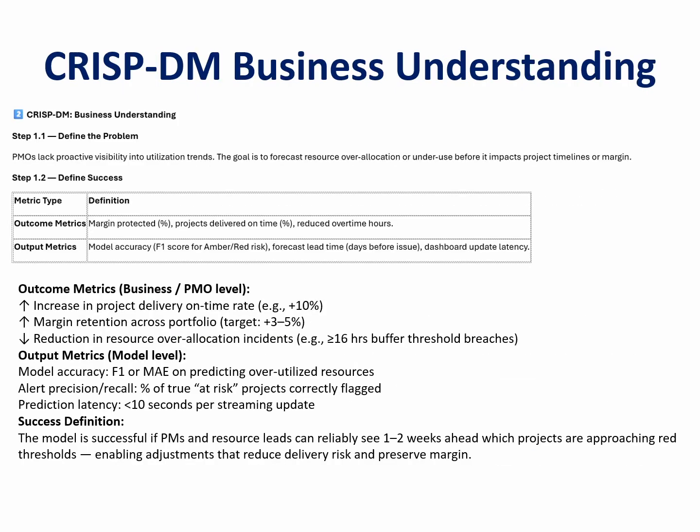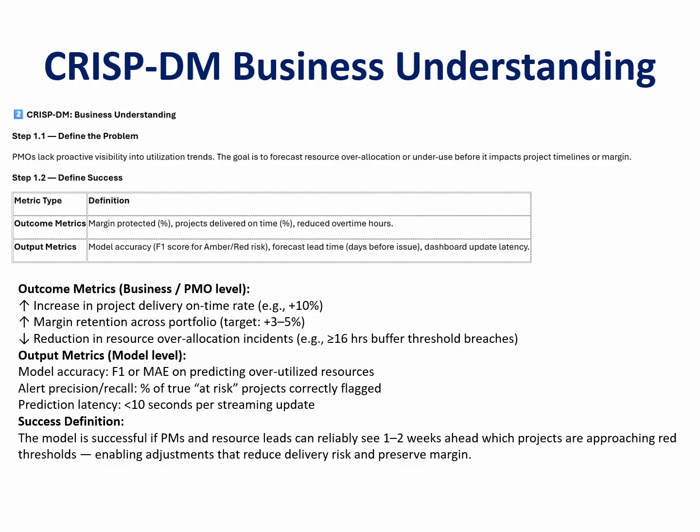Okay, so to continue following the CRISP-DM process, the first part is business understanding. So the goal is to forecast resource over or under allocation before it impacts any timelines or profit margins, right? That's how we're going to define the problem.